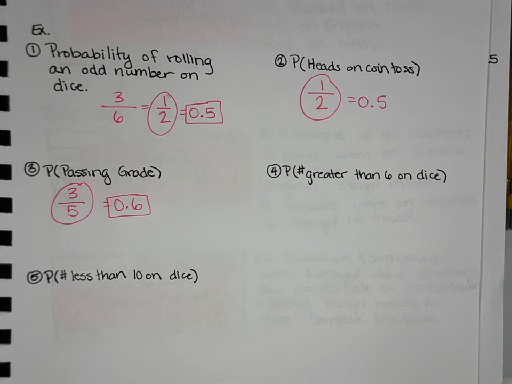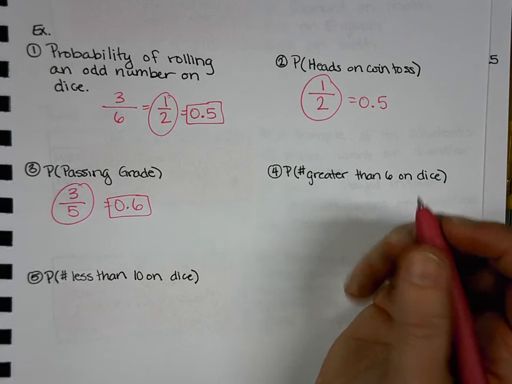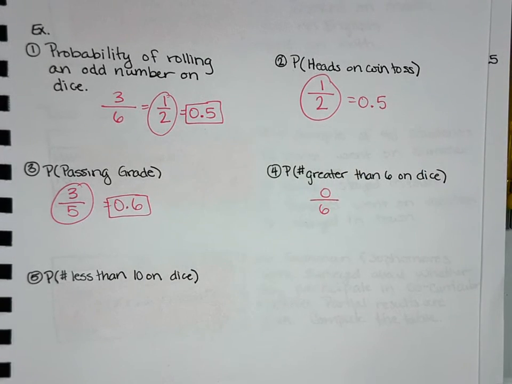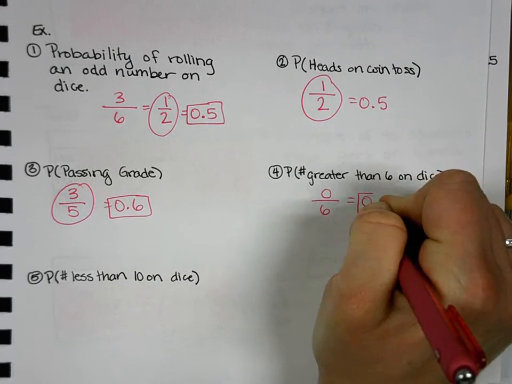What about the probability that we roll a number greater than 6 on a dice? 0? Is there any number greater than 6 when you roll a dice? No. It didn't say greater than or equal to. It just said greater than. So there's no way out of the total of 6 that we have. So this would be an example of something that has no chance of happening.